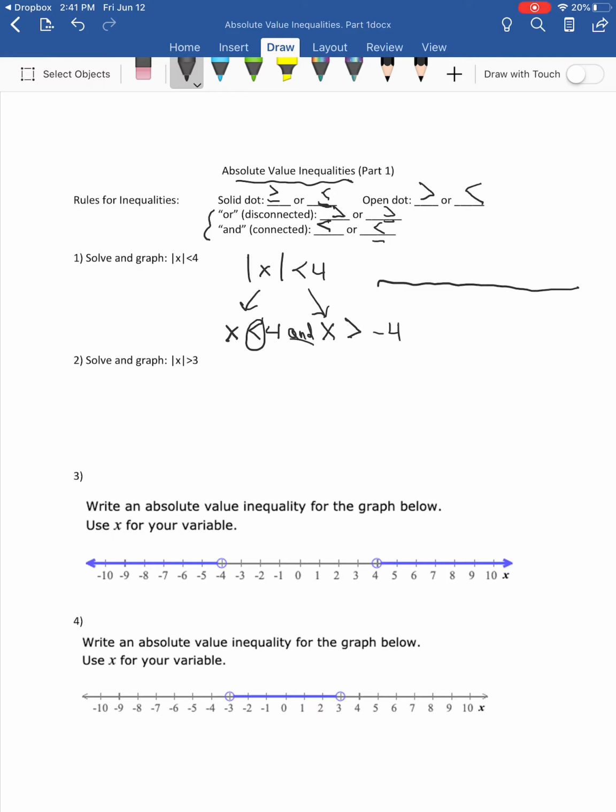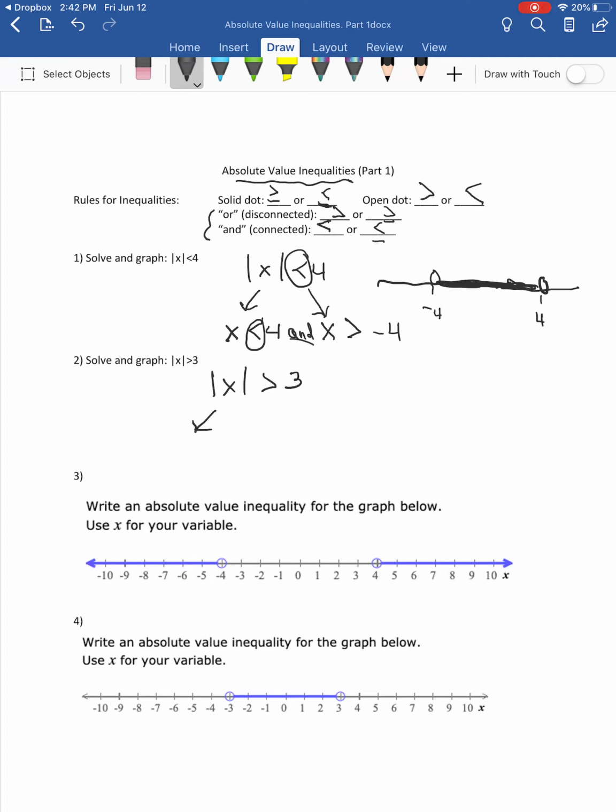So to make the graph, these don't have the equal sign, so they're going to be open dots. So we're going to put an open dot at -4. We're going to put an open dot at +4. And since this is a less than inequality, it's going to be connected. And that's the graph.